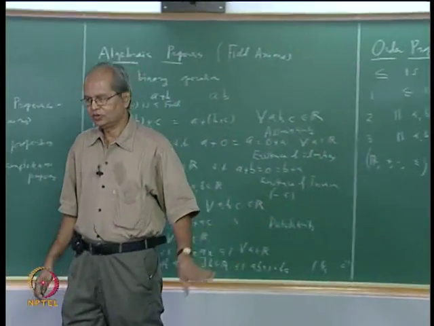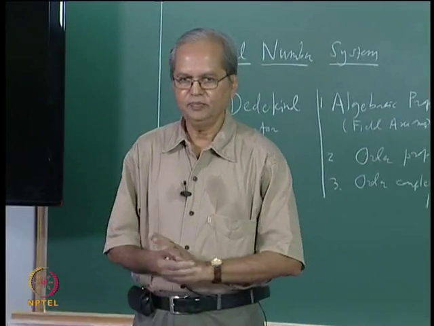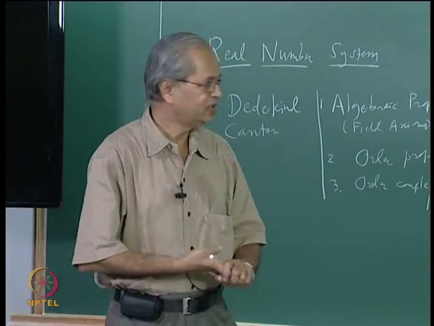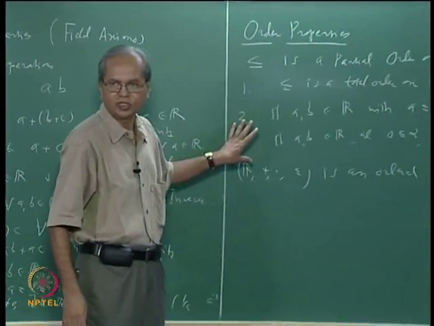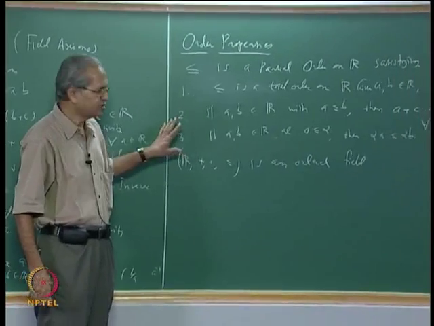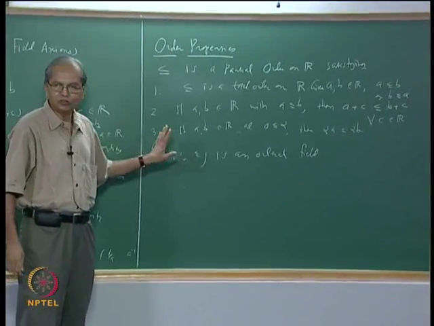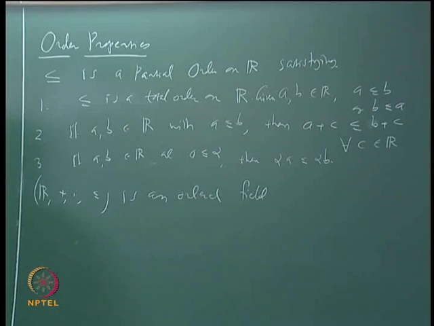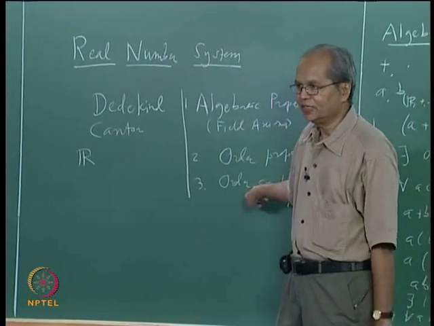So till now we have distinguished between R and N, R and Z, and R and C. But still rational numbers remain. Rational numbers satisfy all these properties. So Q, plus, dot, less than or equal to is also an ordered field. So the question is, what is it that distinguishes between R and Q? It is this last property, what is called the order completeness property.